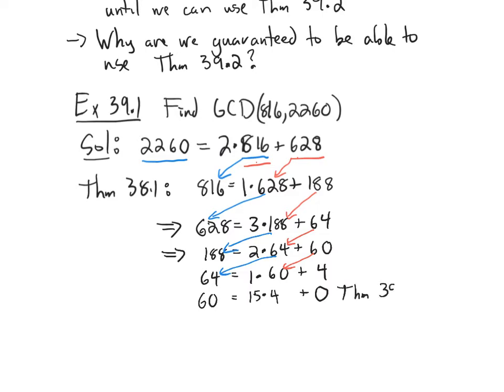So by Theorem 39.2, we know that this guy, which is the same as our final non-zero remainder, is the GCD. It's the GCD of 4 and 60. And by repeated applications of Theorem 38.1, it's the same as the GCD of 816 and 2260.